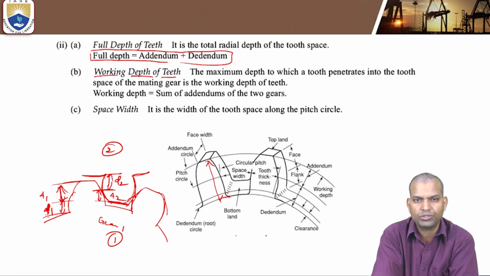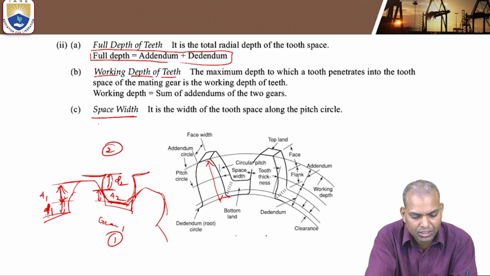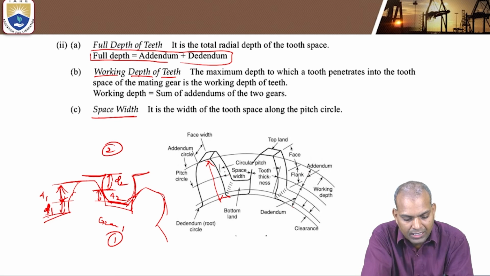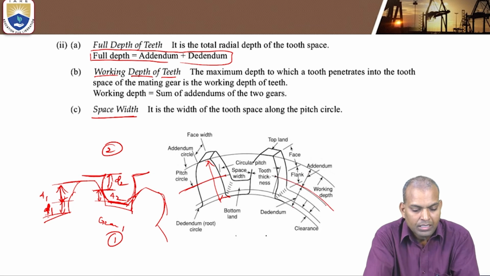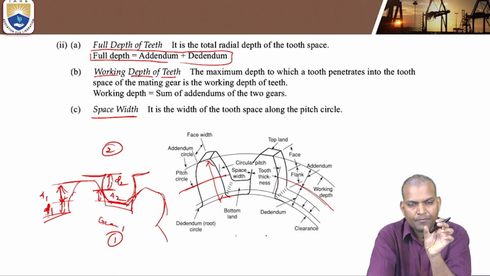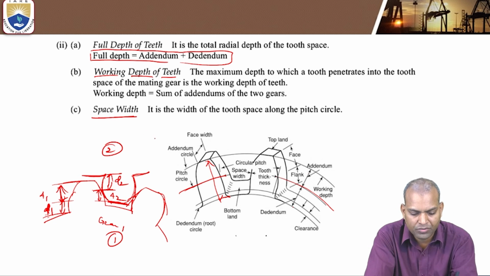Next one is called space width. What is the space width? It is the width of tooth space along the pitch circle. Along the pitch circle, this is the pitch circle. It is the width of tooth space. What is the tooth space? The tooth of one gear penetrates into that space of the other gear. That is called space width.